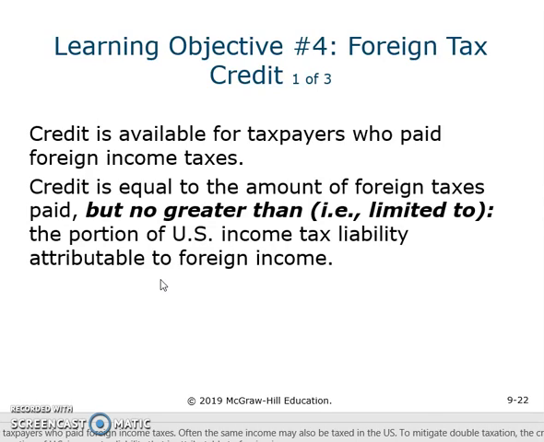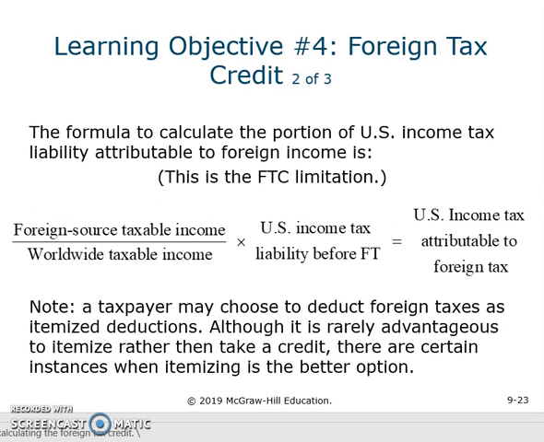The credit is equal to the amount of foreign taxes that are paid, but is limited to the portion of U.S. tax liability that's attributable to foreign income. The calculation is the foreign source taxable income divided by worldwide taxable income, multiplied by the U.S. income tax liability before the foreign tax, which equals the U.S. income tax attributable to foreign income. So this is the foreign tax credit limitation.